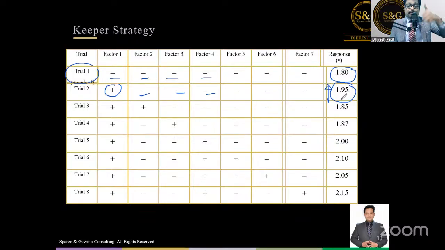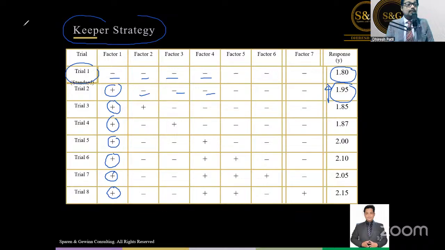When there is an improvement or increment, they will keep that setting at that level only. They will not change it. Whichever setting is giving improvement, they will keep that setting. That's why it is called keeper strategy, because they will keep that setting as it is, which is giving us the positive result. That's why it's called keeper strategy. Okay. So the second is done, so they have found the improvement.